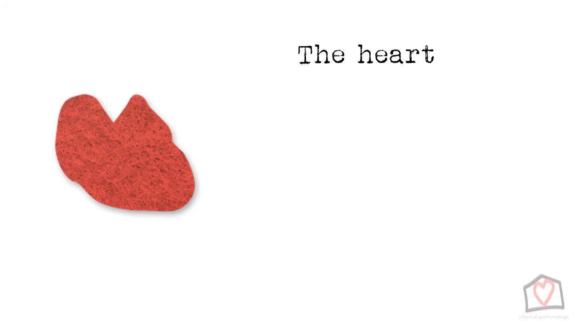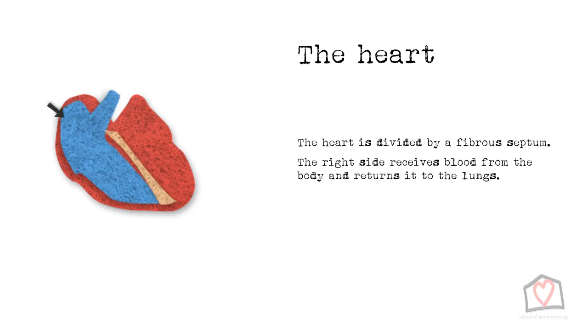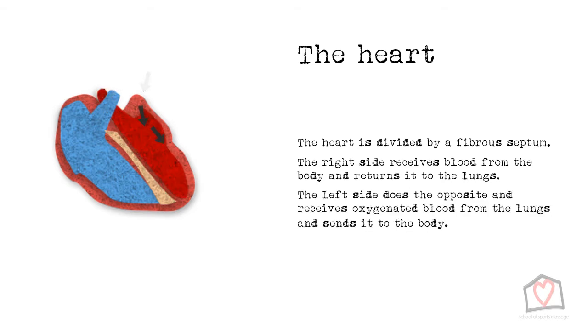So how does it work? The heart itself is divided into two halves by a fibrous septum. The right side receives blood from the body and returns it to the lungs. The left side does the opposite and receives oxygenated blood from the lungs and sends it to the body.